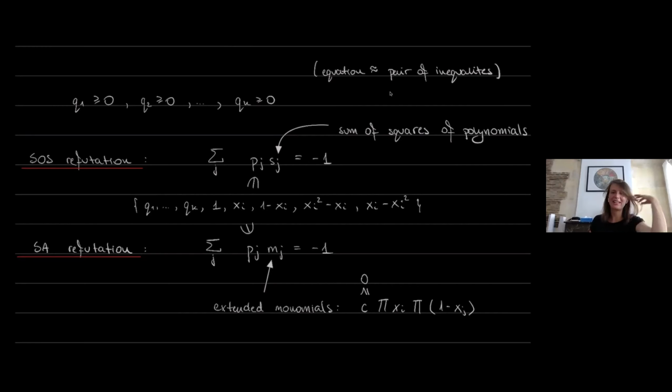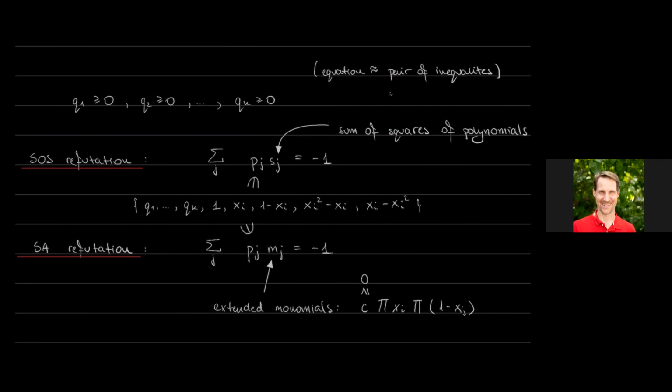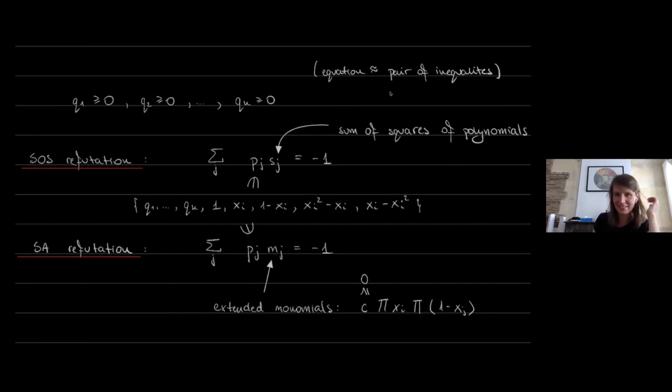So this kind of polynomial identity is a sum of squares proof that this system of polynomial inequalities does not have a solution. And then similarly, Sherali-Adams refutation looks very similar. It's just that instead of multiplying things by sums of squares, we multiply them by extended monomials. So those are polynomials of this form, where xi's and xj's are some variables which appear in the original system, and c is supposed to be non-negative.